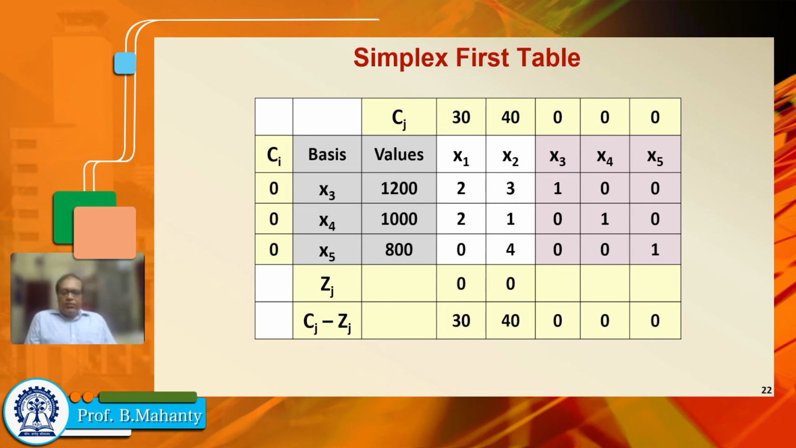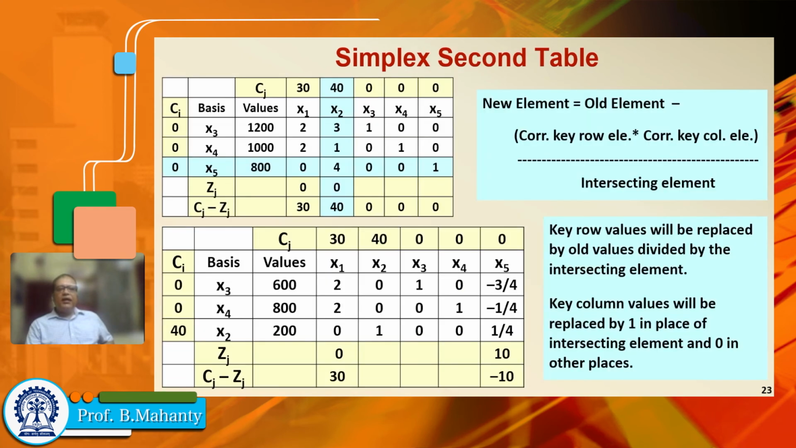Now which resource becomes bottleneck? x3, x4 or x5? Please look at it carefully. 1200 by 3, 1000 by 1, and 800 by 4. So which one is the minimum? Just see, 1200 by 3, that is 400. 1000 by 1 is 1000, and 800 by 4, that is 200. So that means x5 should be our leaving variable. So precisely that is what is shown here, that x5 is our leaving variable, x2 should be our entering variable.